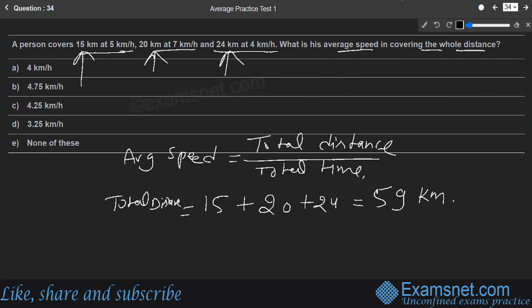What about the total time? Time can be calculated from speed is equal to distance over time, so time is equal to distance over speed. So we will use this formula for calculating the different times. So let us find out the total time.